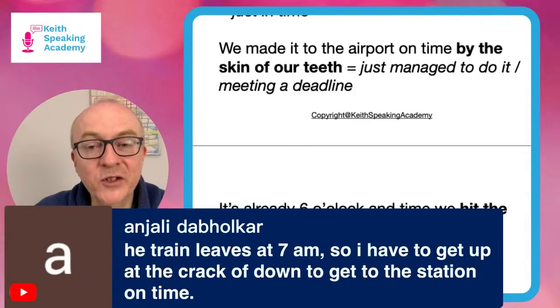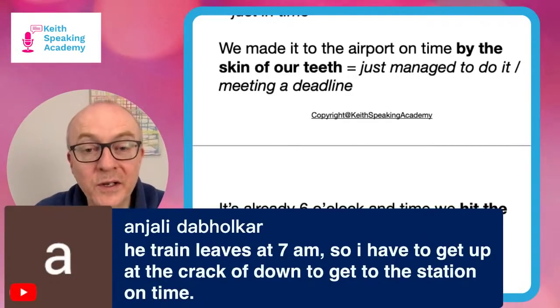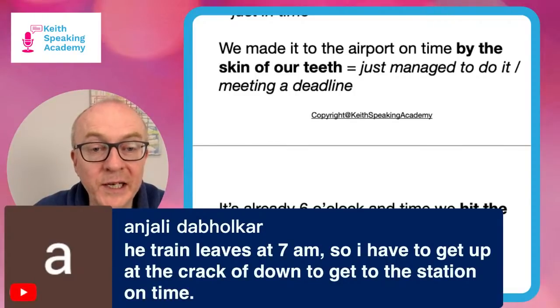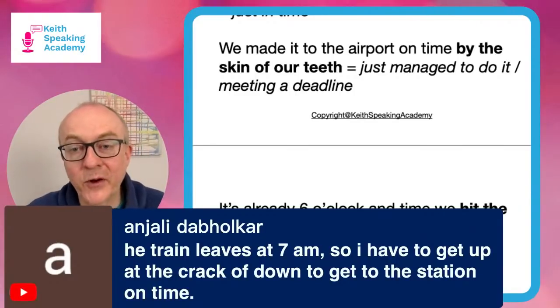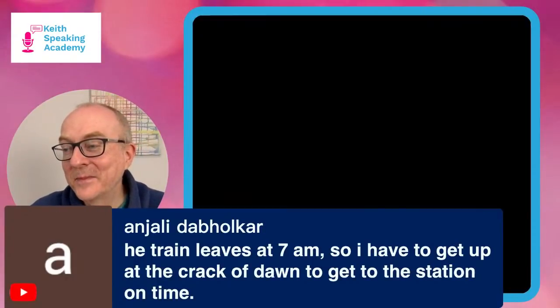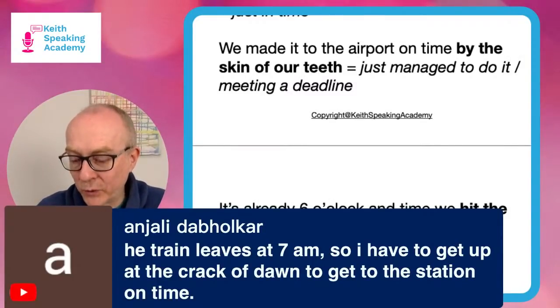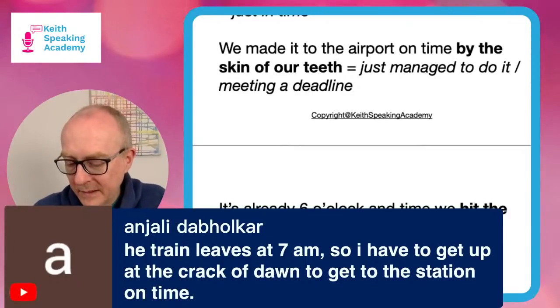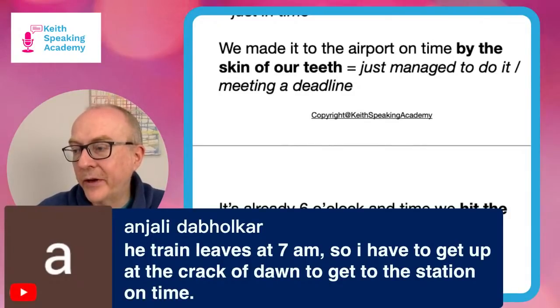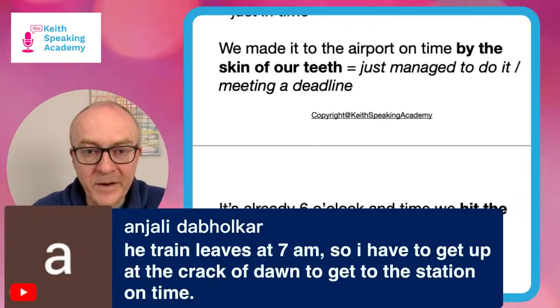The train leaves at 7, so I have to get up at the crack of dawn to get to the station on time. Yeah, at the crack of dawn is very, very early. It's with an A, though, not an O. I have to get up at the crack of dawn, which means very, very early.